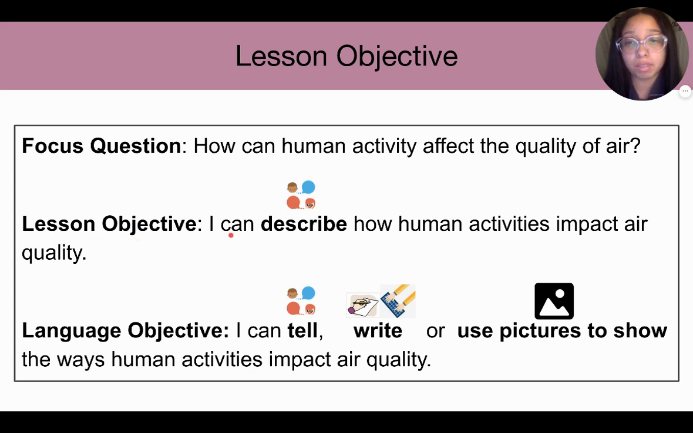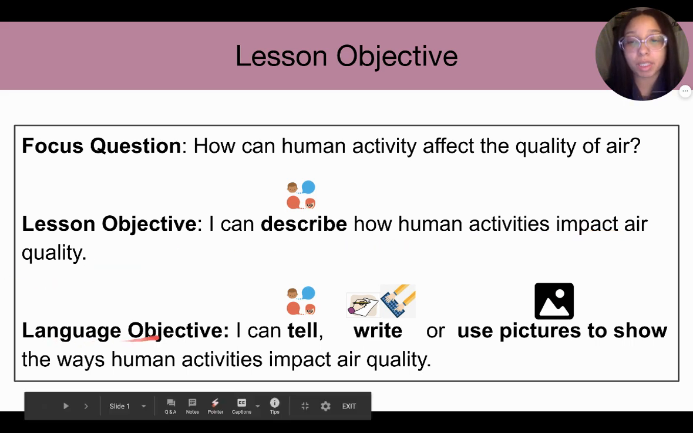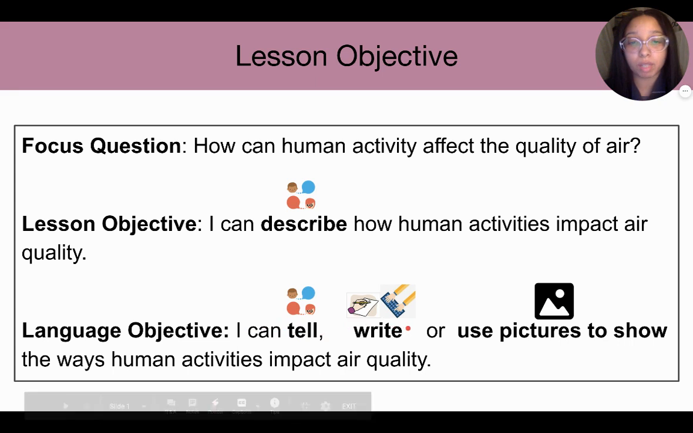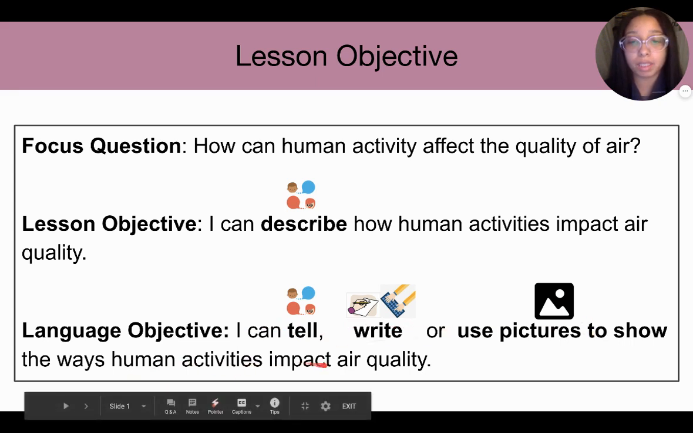The lesson objective is, I can describe how human activities impact air quality. Your language objective is, I can tell, write or type, or use pictures to show the ways human activities impact air quality.